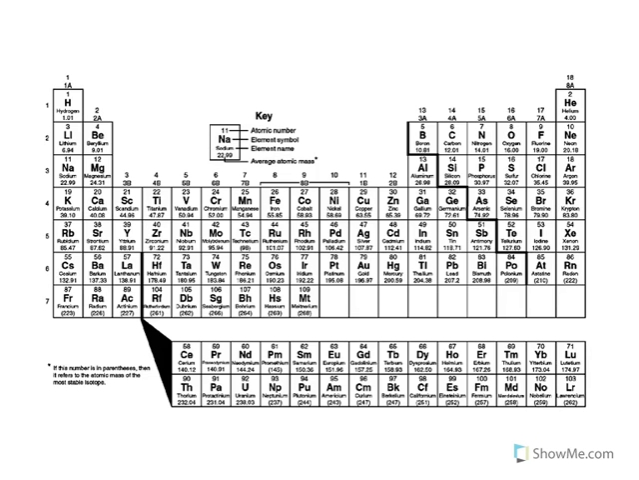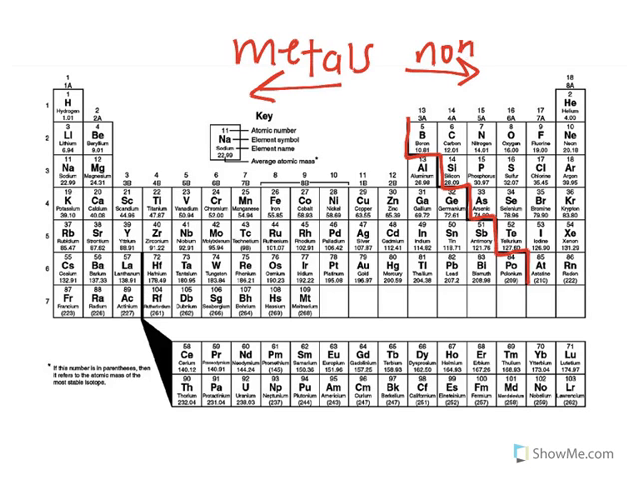So let's go ahead and look at our periodic table. The very first thing I want to bring to your attention is this staircase right here. This staircase breaks apart our periodic table. Elements to the left of it are metals, and elements to the right of it are called nonmetals. The elements along the staircase are called metalloids or semimetals. I'll write that for you down here.